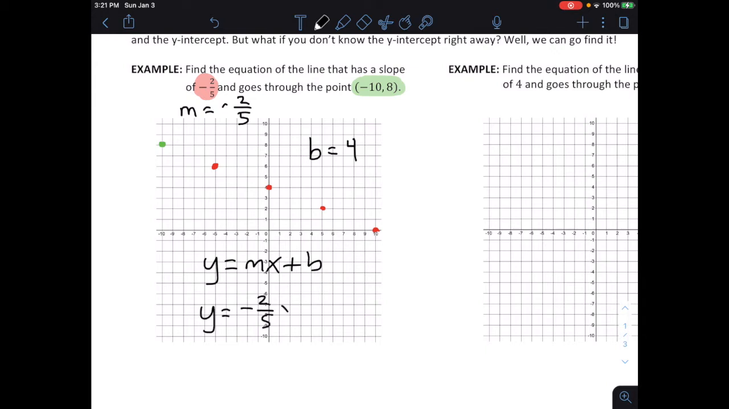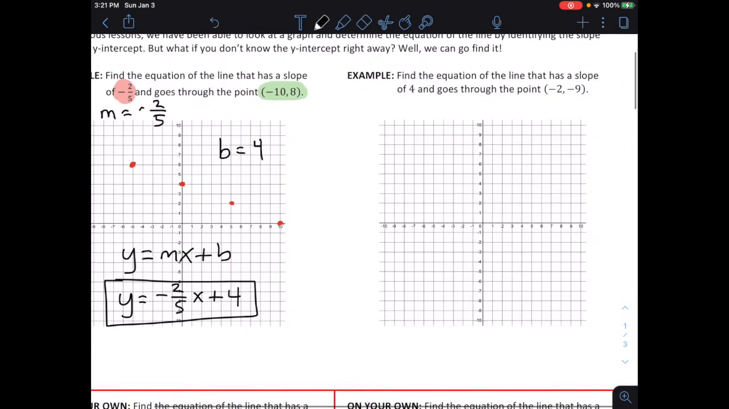-2/5 x plus 4. That's a really ugly x. I'm going to fix it. Plus 4. Okay, so there we go. The equation of the line that has a slope of -2/5 and goes through the point -10, 8 is y equals -2/5 x plus 4. Okay, let's do another one.